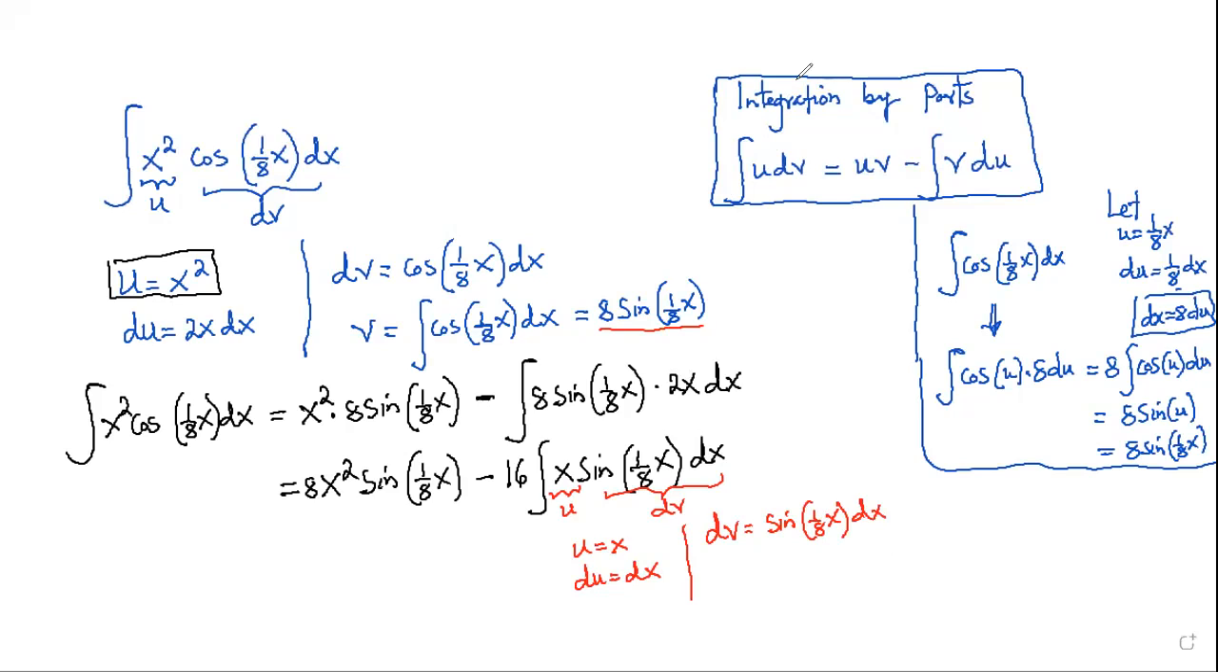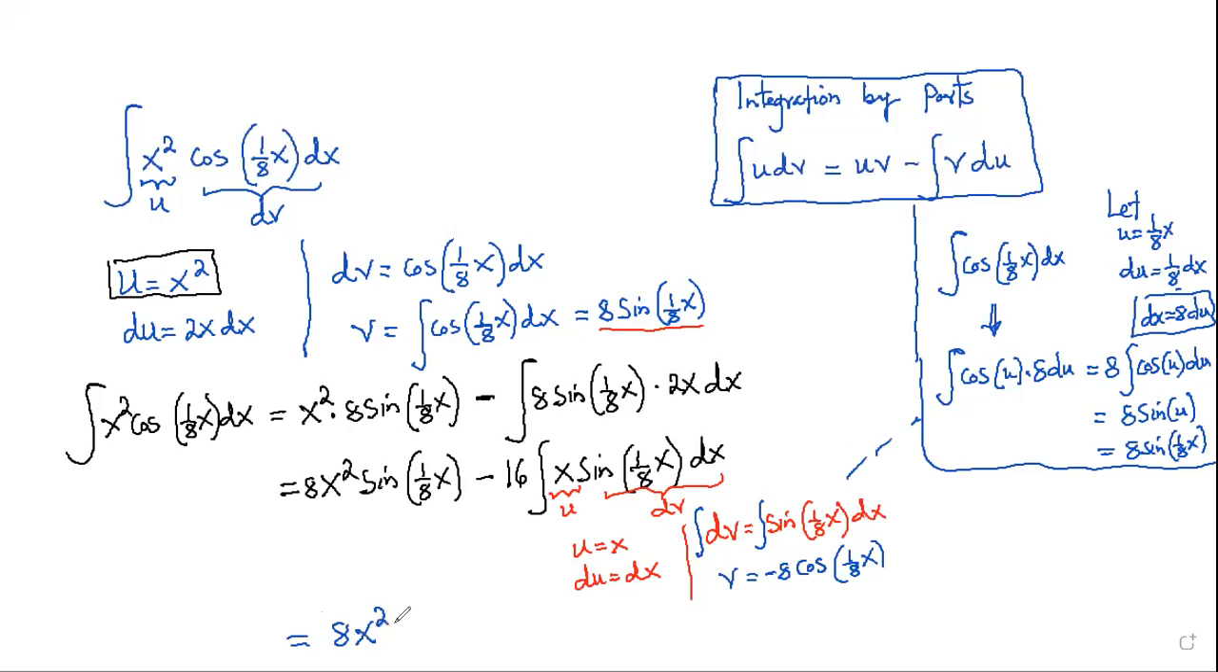Based on that, you find the integral of both sides. So your v is, the antiderivative of sine is negative cosine, but then you do the same thing you did here. So the answer there is -8 cosine 1/8 x. So our answer now, we are not even done.